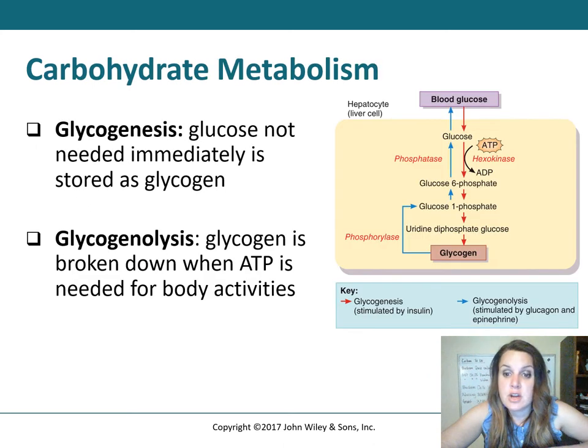There are a couple other processes that occur in carbohydrate metabolism besides cellular respiration. One of those is glycogenesis. So when glucose isn't being used to make ATP, it can be stored, and usually it's stored in the liver as glycogen. You also have glycogenolysis. So stored glycogen can be converted back to glucose and then broken down via cellular respiration to make ATP. So the process of glycogenolysis is just breaking down glycogen into a smaller molecule that can go through cellular respiration.